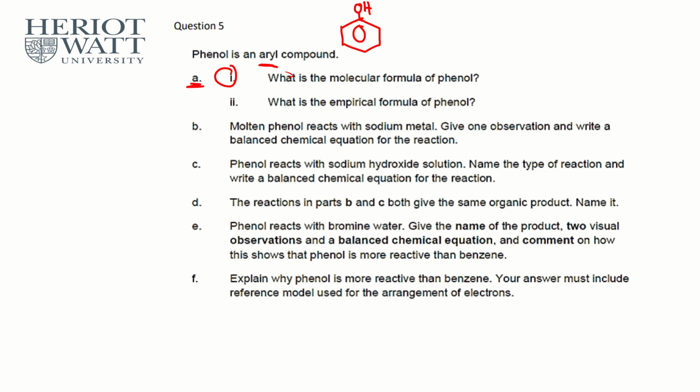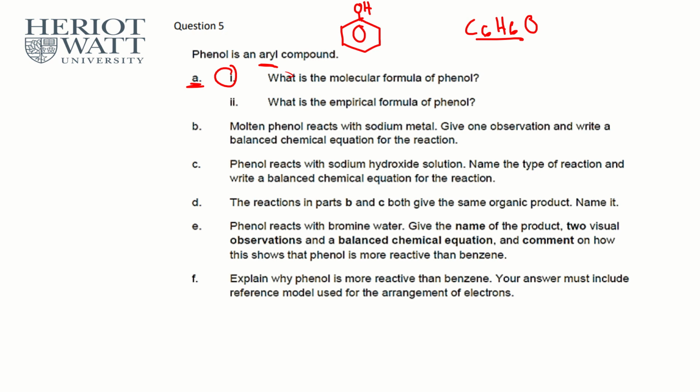What is the molecular formula of phenol? The molecular formula is C6H6O. Always remember, molecular formula means you're presenting how many carbons in total, hydrogen and oxygen. Just put that. A molecular formula is meaningless in terms of the arrangement. It tells us nothing about how they are arranged in a structure.